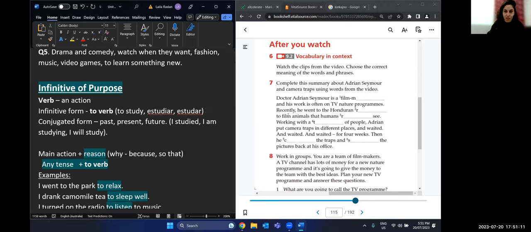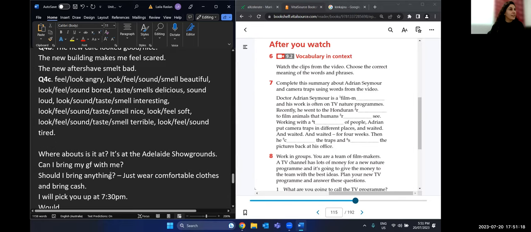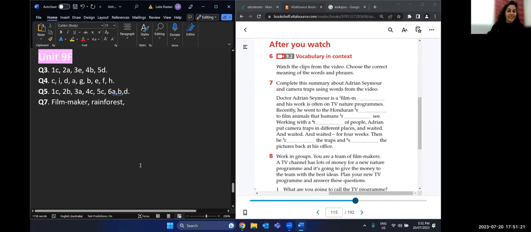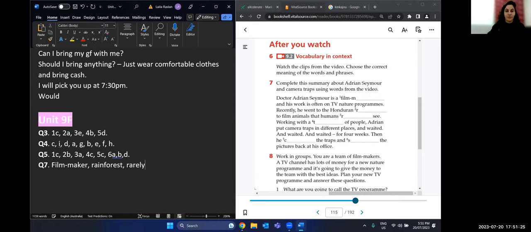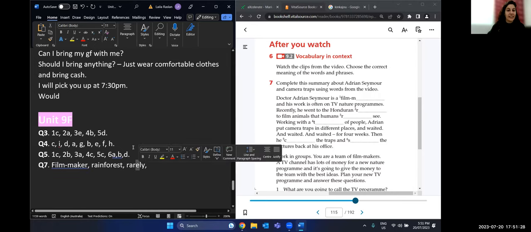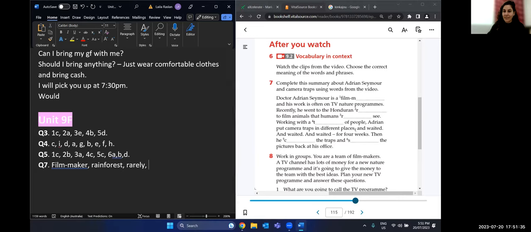To film, that's an action, to film animals that humans rarely. The E is silent. Rarely. The L-Y makes a L-E. So rarely. Okay. That humans hardly see. Like humans do not see them much. So he went there to film them because we don't see them much, these animals. They're hard to see. They're at night. They're dangerous to be around. So he went to film them so he can show the world these animals that we don't get to see much. So rarely see.